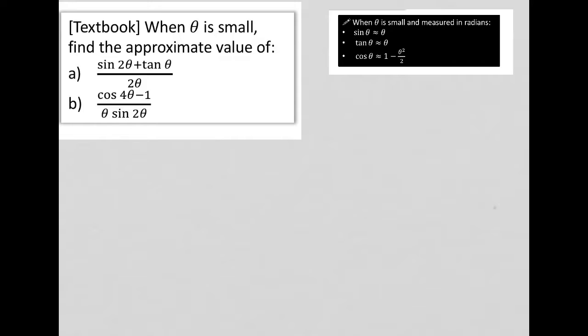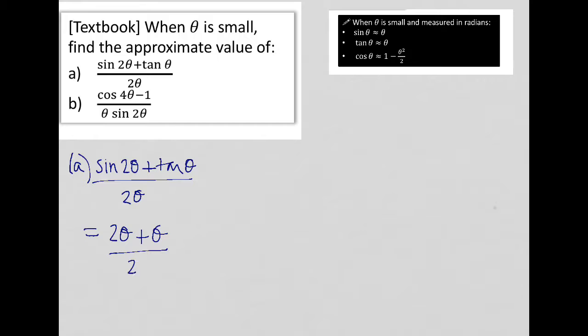So the key thing here is that theta is small. So starting with A, I have sine 2 theta add tan theta over 2 theta. And sine 2 theta, well, sine theta is equivalent to theta, so sine 2 theta would be equivalent to 2 theta. Add tan theta, which is theta, divided by 2 theta.